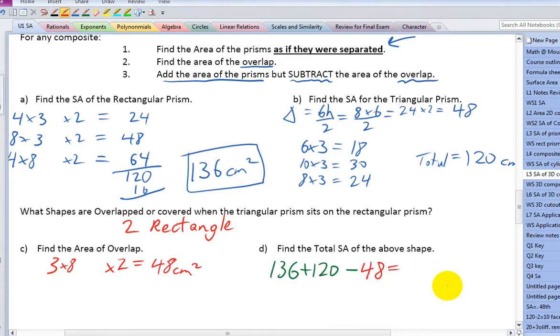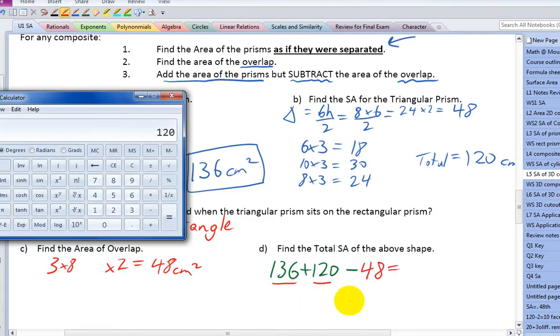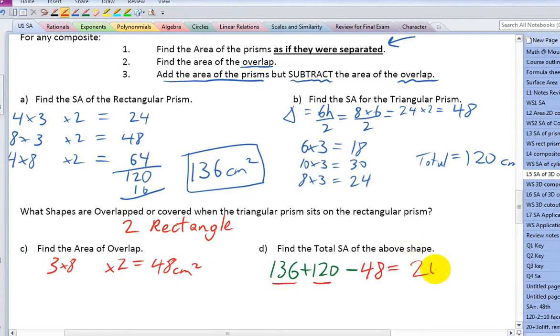Yep. So we're going to take these 2 surface areas, 136 and 120, add them together. But then the overlap that gets covered up must be subtracted. And then we can find our grand total. 208 centimeters squared. Okay. So this is going to be the generic way we're going to do it. It works for everything. Let's try the next one.